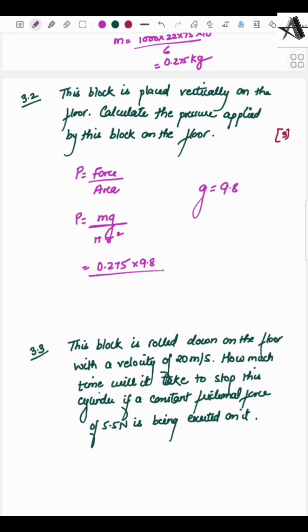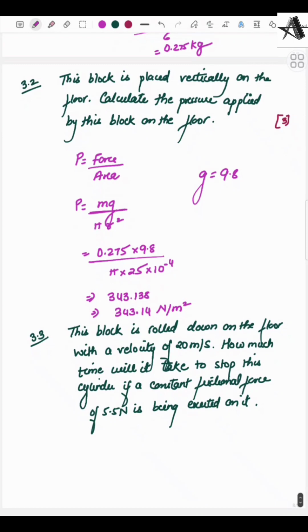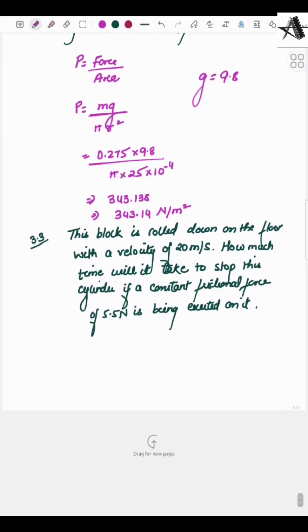So multiplied by 9.8, divided by pi r squared, r we just saw was 5, so 25. Final answer will be, and also because it was in centimeters, so into 10 to the power of minus 4. Area, if you convert centimeter squared into meter squared, multiplied by 10 to the power of minus 4. Final answer is 343.138. So up to 2 decimal places, 343.14 Newton per meter squared. Now, or you can write pascals directly.